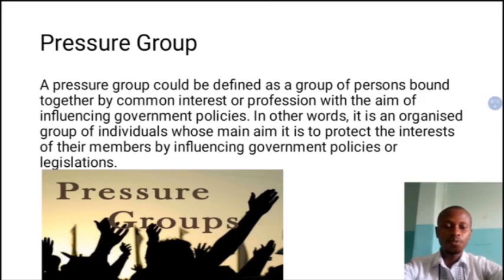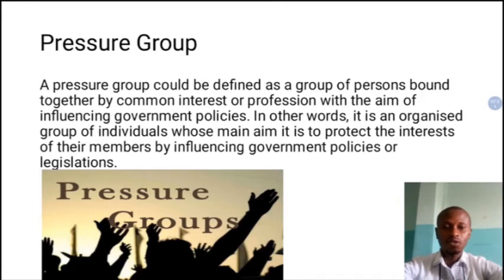A pressure group is an organized group of individuals whose interest is to influence government policy. Now you can see the primary aim of every pressure group: to influence government policy. And why do they influence government policy? They influence government policy in order to protect the interests of their members. They want every policy government makes to be in the interest of their members.